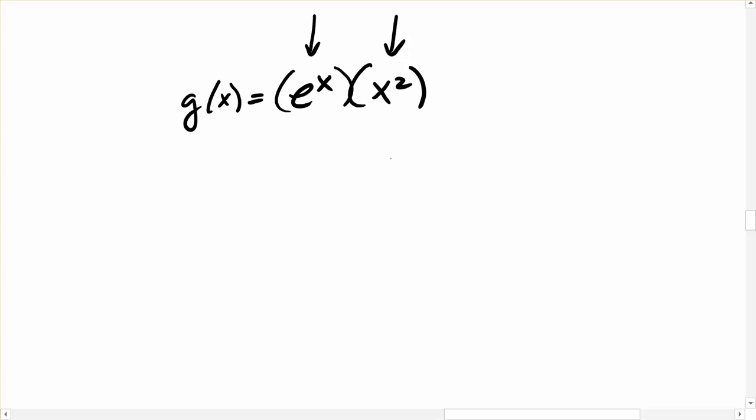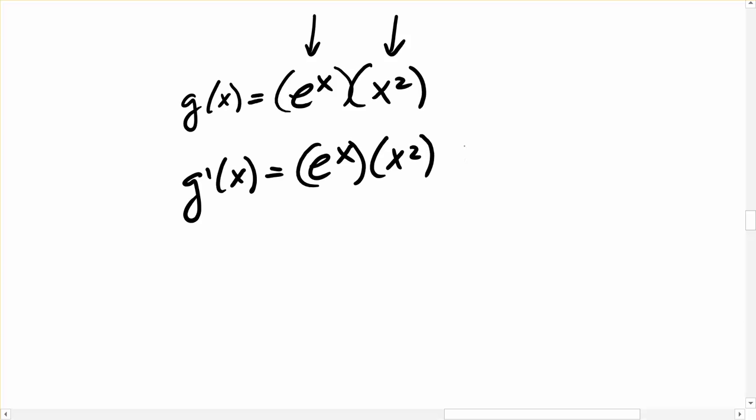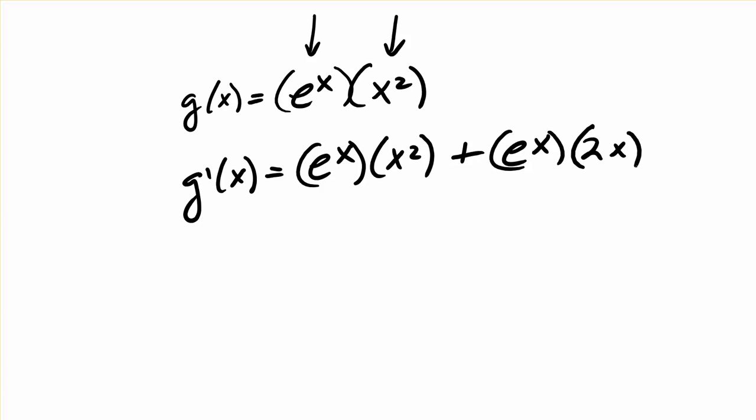This is what the product rule says. The derivative of two functions multiplied together is the derivative of the first times the second plus the first times the derivative of the second. G prime of x is going to be, what's the derivative of e to the x? E to the x times the second function plus the first function times the derivative of the second. What's the derivative of the second? If you have two things multiplied together, it's the derivative of the first times the second plus the first times the derivative of the second.